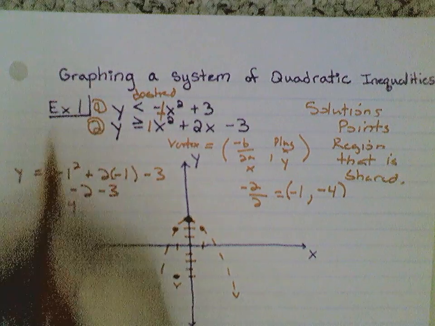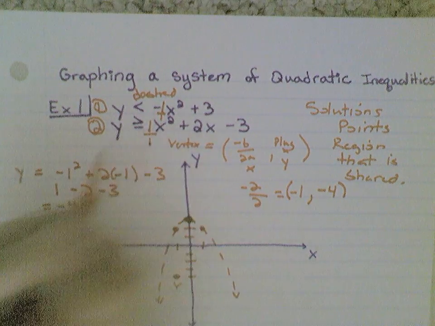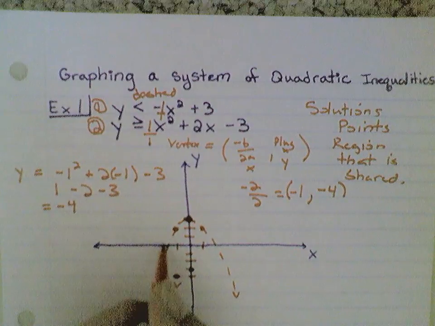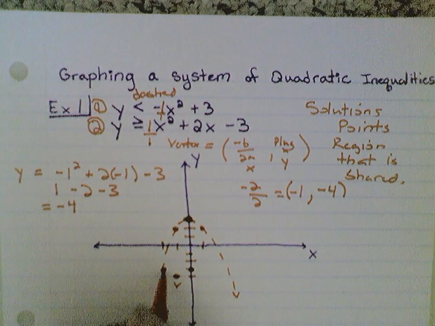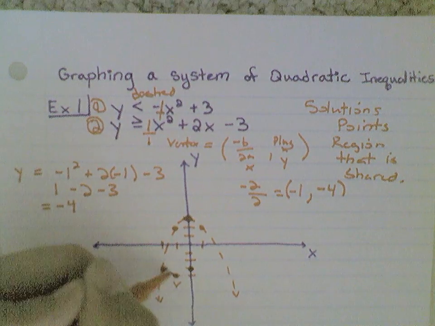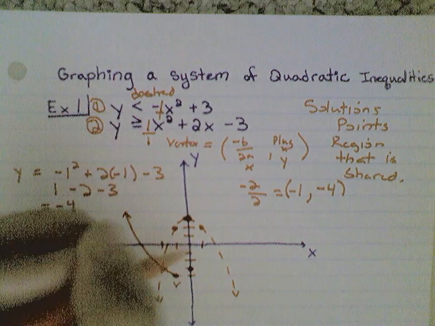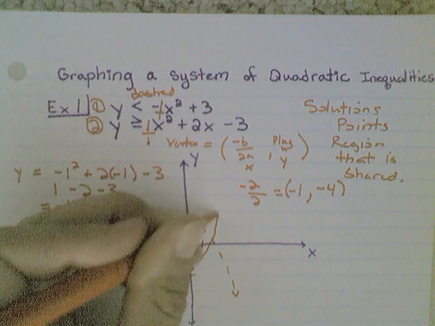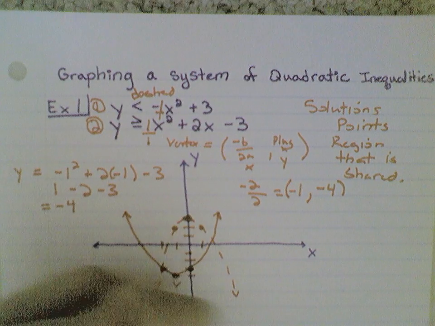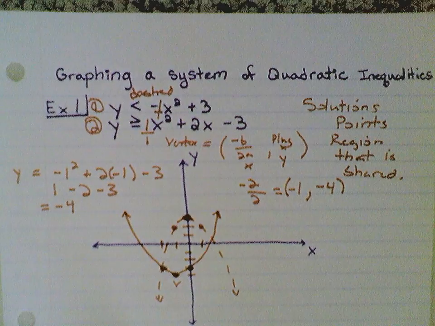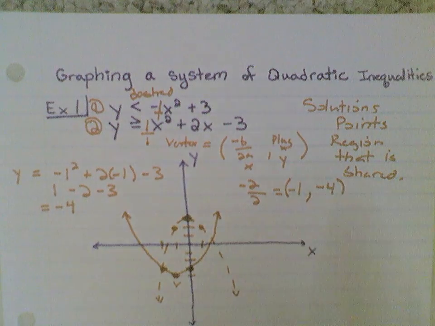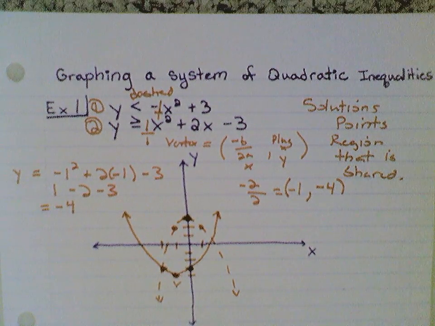And then once again, I look at my a. My a is 1/1, so I can go over 1, up 1, over 1, up 1. Then I look at my sign and I see that it does have an equal to sign, so this time I'll use a solid line. Just to recall, the solid line means that there are solutions, so any point on this line is a solution. And once again, my solutions are the points that fall within the region that is shared, so I just need to test a point and see if it works.